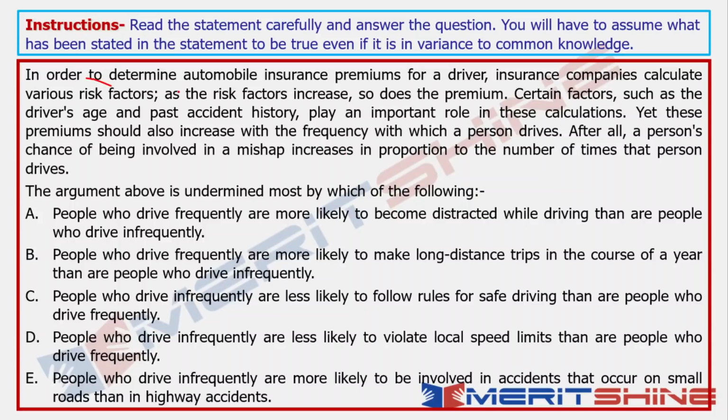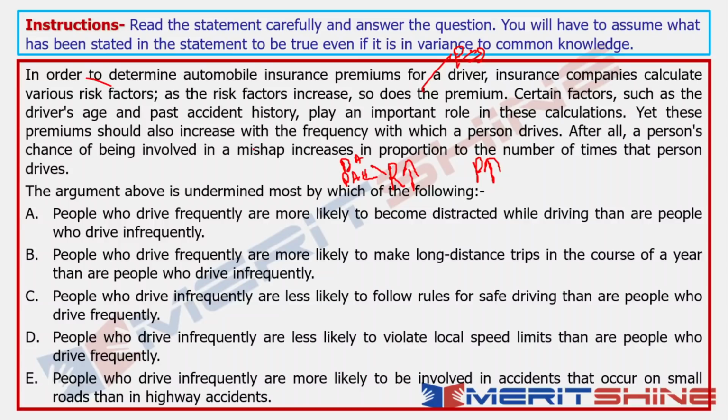Done? Let us see. In order to determine automobile insurance premiums for a driver, insurance companies calculate various risk factors. As the risk factors increase, so does the premium. This is one premise that has been said: insurance companies calculate risk, and as risk factors increase, premium also increases. Certain factors such as the driver's age and past accident history play an important role in these calculations. So, in risk factors, driver's age and past accident history are there.